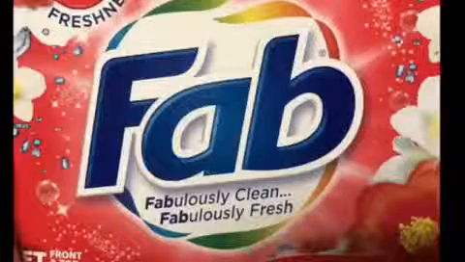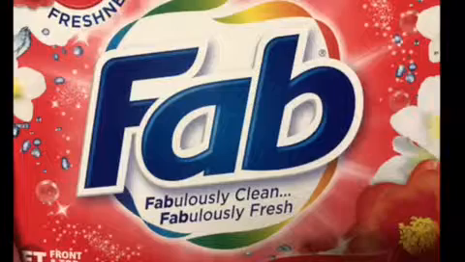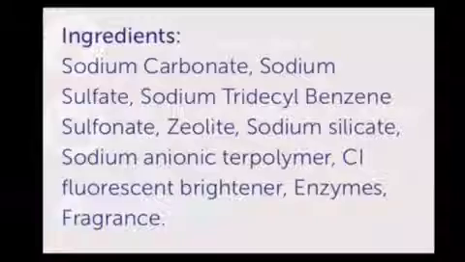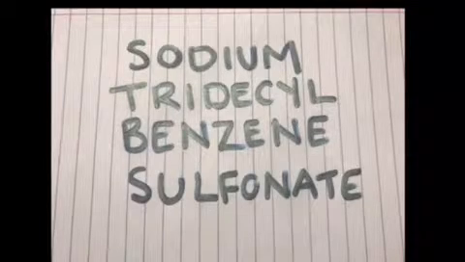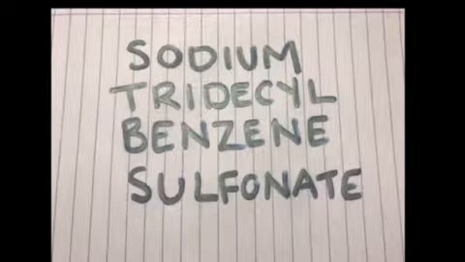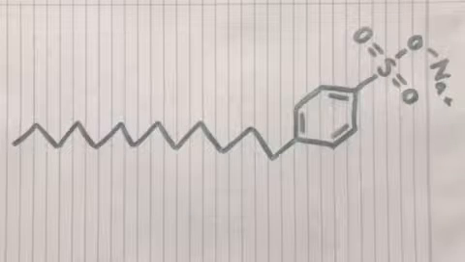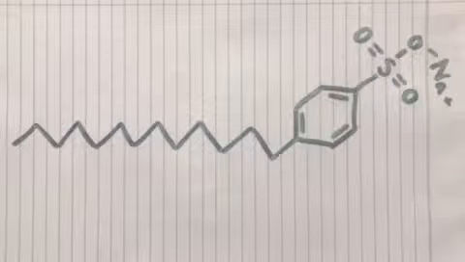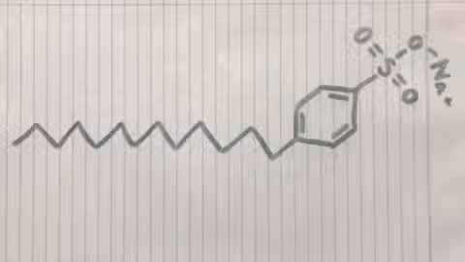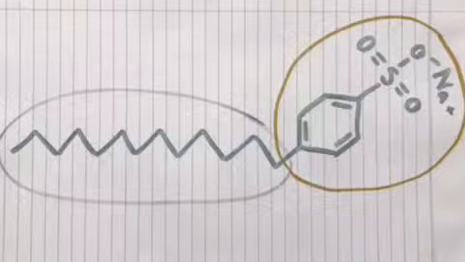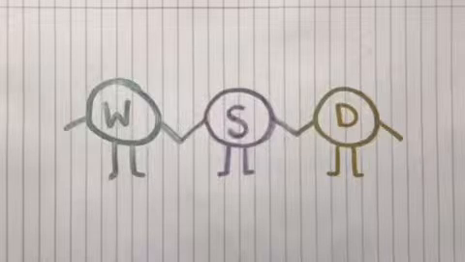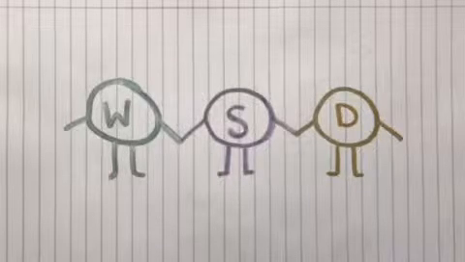Let's use the Fab laundry powder as an example. The ingredient list is fairly small, as you can see. The surfactant or surface active agent that is listed here is sodium tridecylbenzene sulfonate. This is what its molecular structure looks like. It has a hydrophilic or water-loving head on the right and a lipophilic or oil-loving tail on the left. This molecule serves to bind the water and dirt together so that they can be carried away from the materials of your clothing.